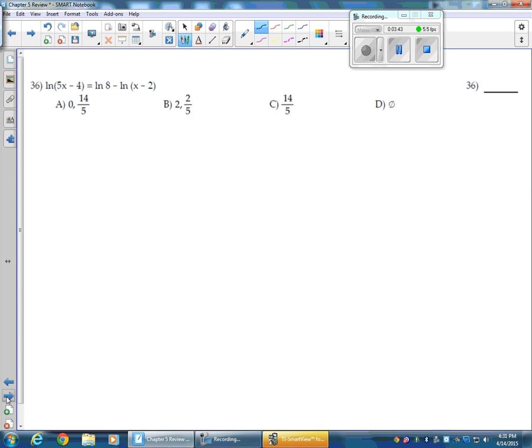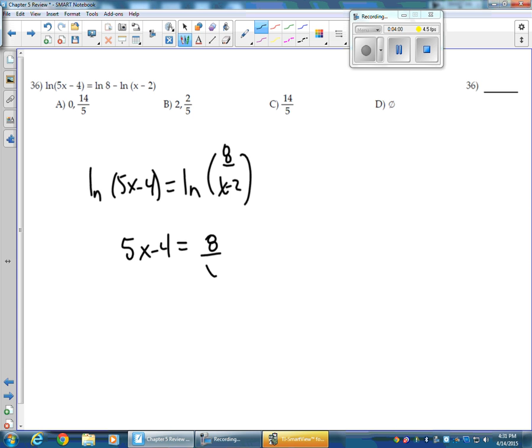Number 36, I'm going to keep the left like it is. Natural log of 5x minus 4 equals, and on this side, I'm going to write it as a division problem. 8 over x minus 2. Now notice there's a natural log on both sides, so I'm going to drop that off. And I just have 5x minus 4 equals 8 over x minus 2. I am going to multiply both sides by x minus 2. So here, it would cancel over here and just give me 8. I'm going to have a quadratic equation.